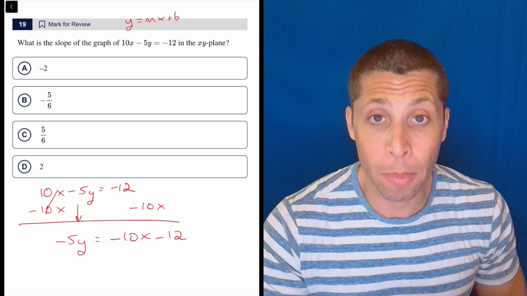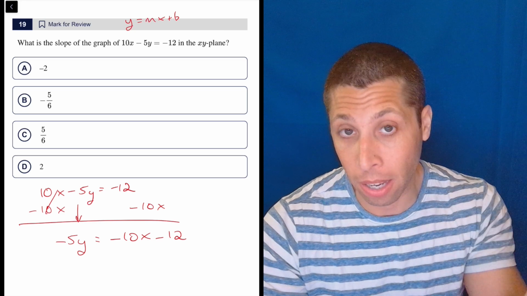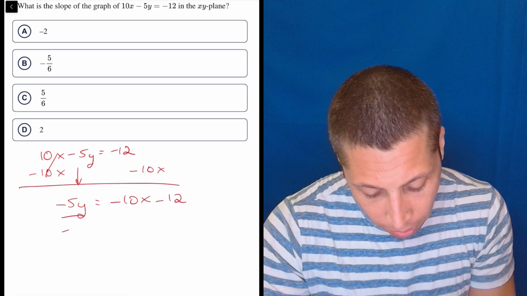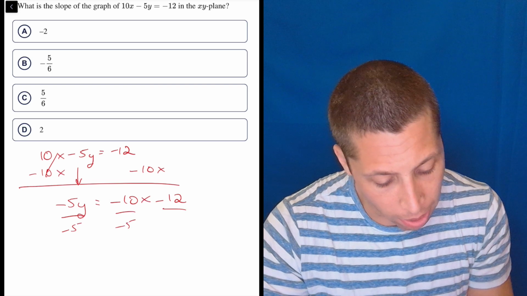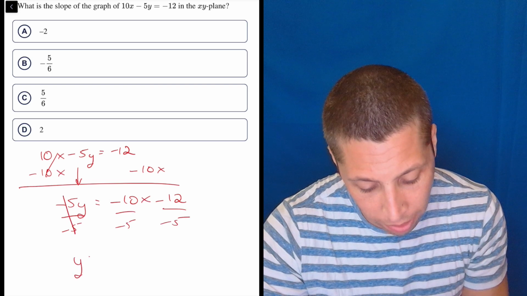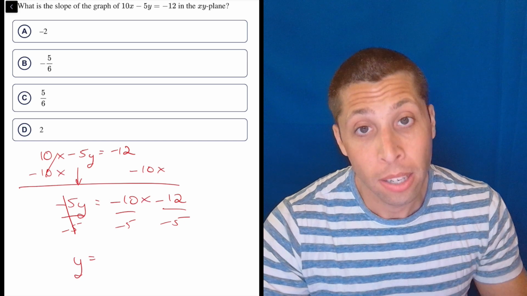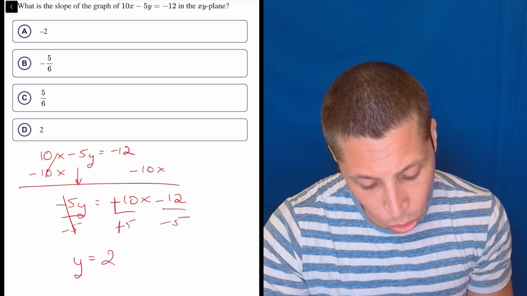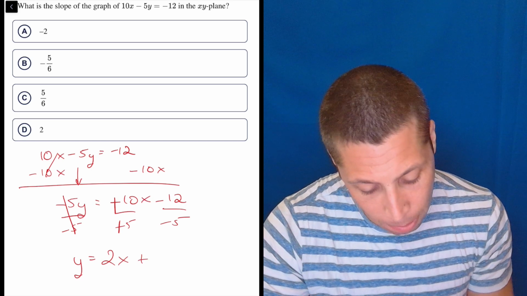I'm going to write it that way because I want my x part to be in front because that's just kind of what I'm used to. Then I'm going to divide everything by -5. So I'm very methodical about this. So that cancels out here, right? That leaves me with just the y that I want. And then -10 divided by -5. The two negatives cancel to positives, and 10 divided by 5 is 2. So 2x. And then this would just be the messy 12/5.